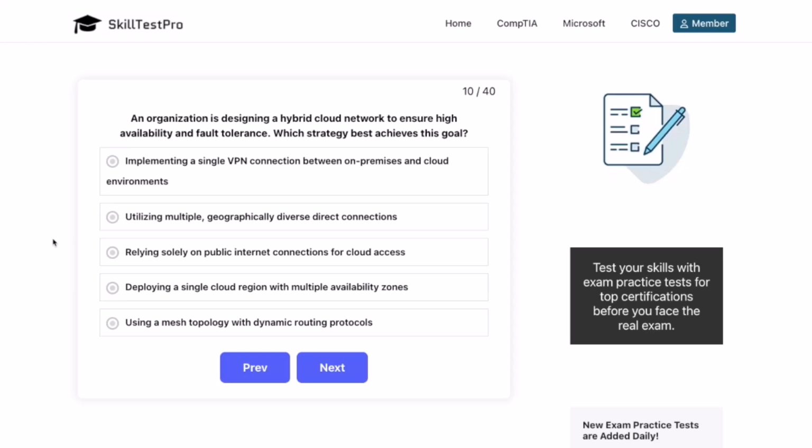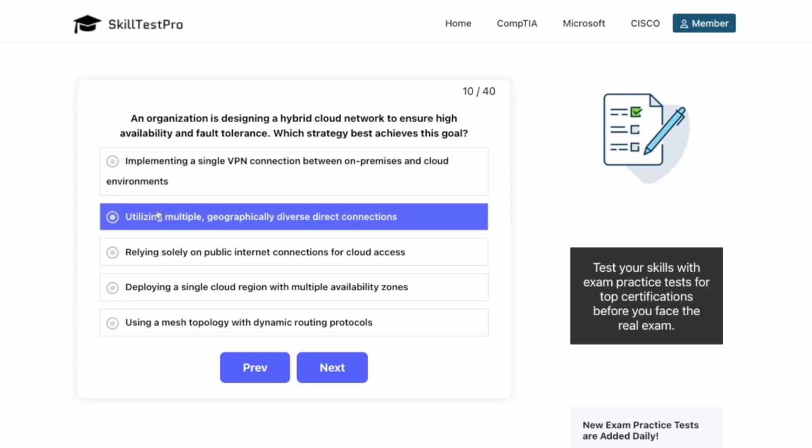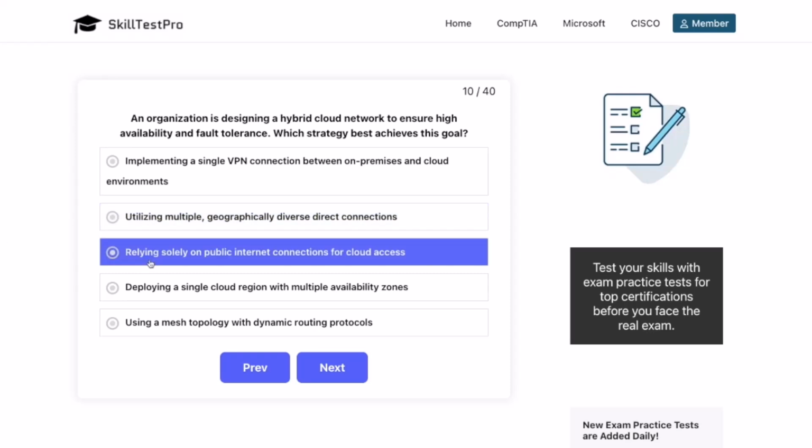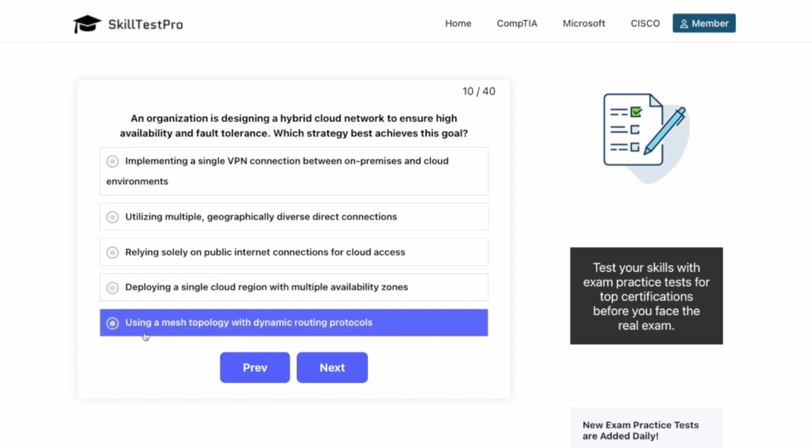An organization is designing a hybrid cloud network to ensure high availability and fault tolerance. Which strategy best achieves this goal? Is it implementing a single VPN connection between on-premises and cloud environments? Utilizing multiple geographically diverse direct connections? Relying solely on public internet connections for cloud access? Deploying a single cloud region with multiple availability zones? Or using a mesh topology with dynamic routing protocols?